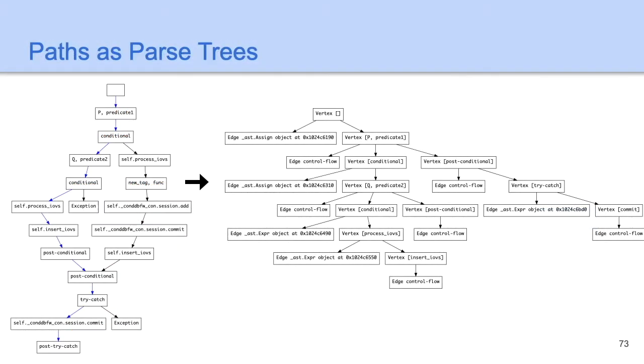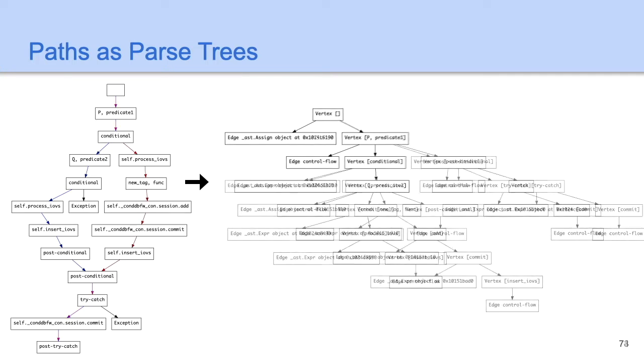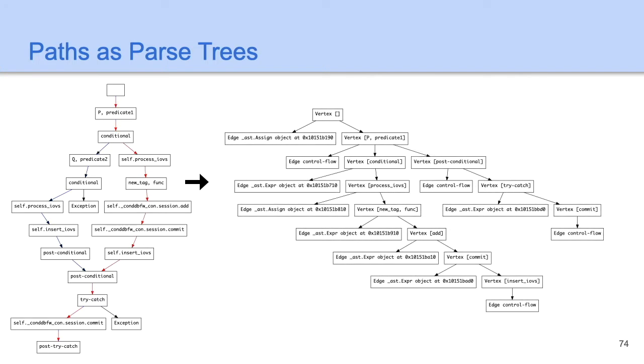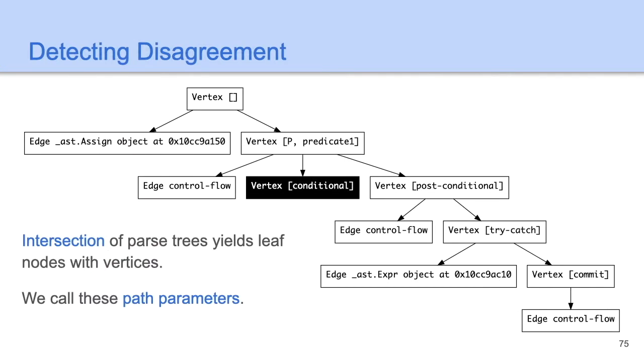We will now see two examples of parse trees derived for paths with respect to the context-free grammar derived from this symbolic control flow graph. So here is the first, and here is the second, and it's already clear that these two paths generate quite different parse trees. Now, our approach for detecting disagreement in paths revolves around intersection of parse trees, which yields leaf nodes with vertices. Since vertices are symbolic states, which are non-terminal symbols, we know that parse trees like this are representative of the disagreement between multiple paths.